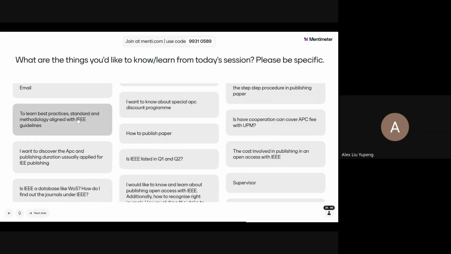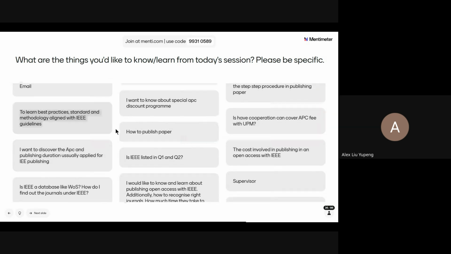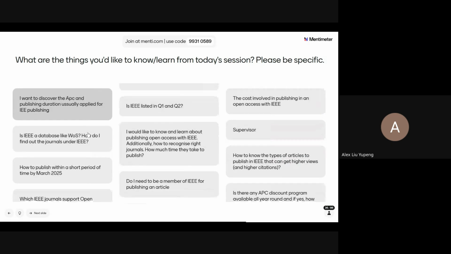We don't have so-called guidelines or methodologies. This is more aligned to the research. IEEE doesn't have a guideline for research. We only have templates for the papers, because the guidelines for the research depend on the research itself. Right, I want APC.